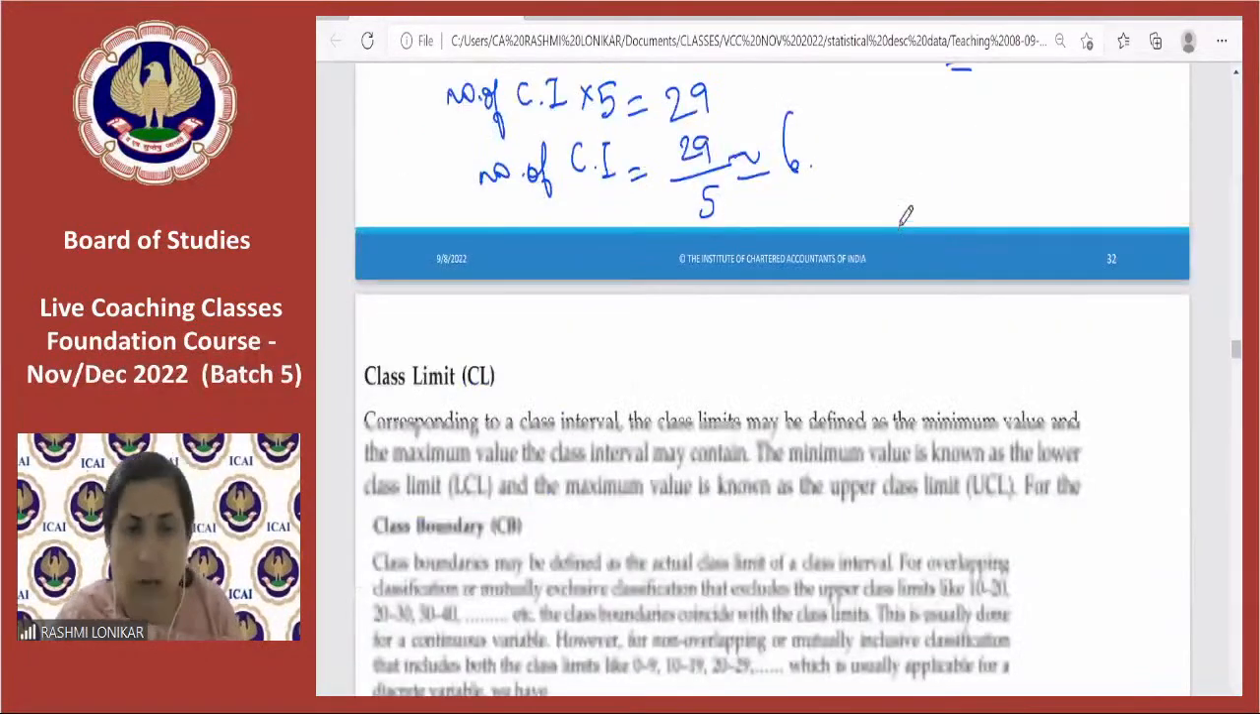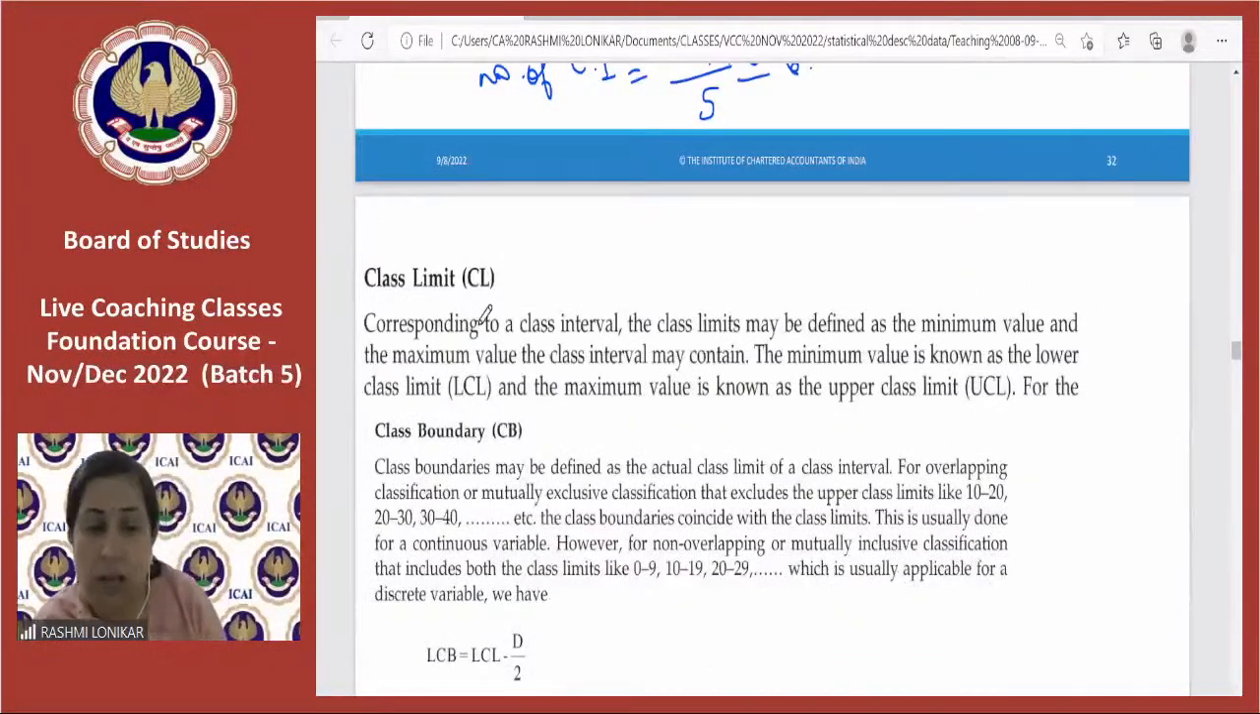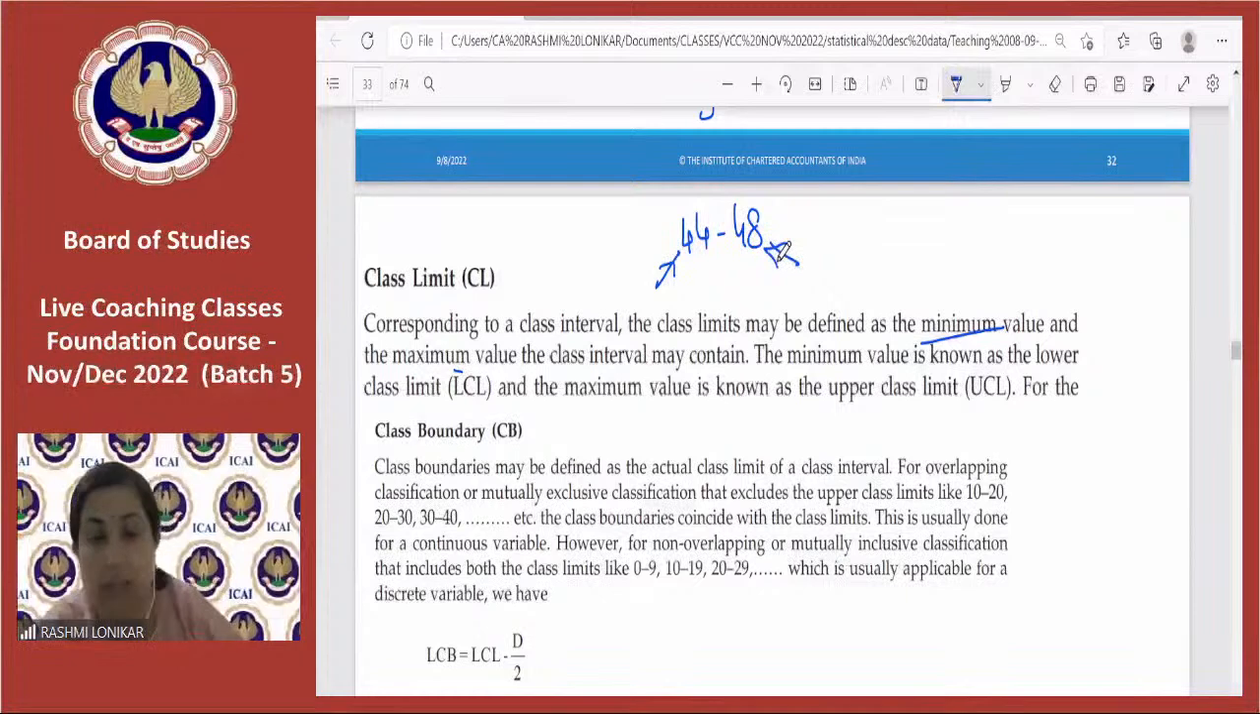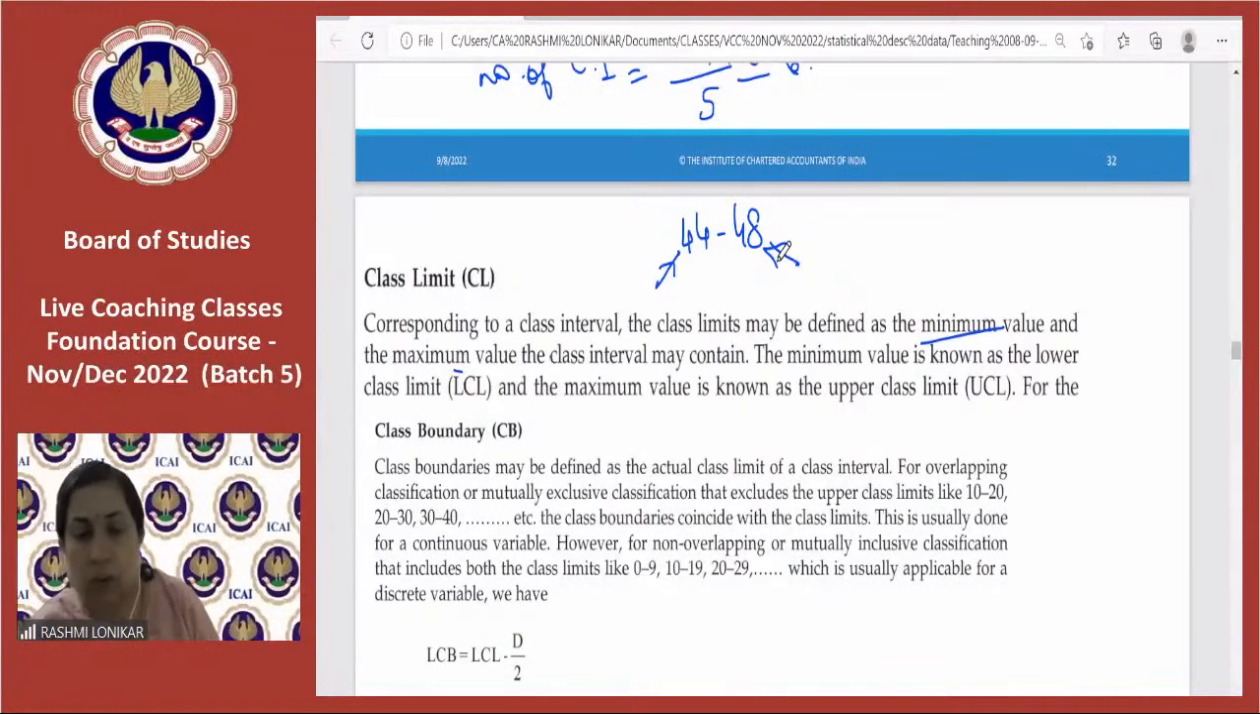Now, we are going to talk about what is class limit. Corresponding to a class interval, the class limits are defined as the minimum value and maximum value of the class interval. Because my minimum value is 44, the first class interval is 44 to 48. So this 44 will be the lower class limit and this 48 will be the upper class limit of the particular class 44 to 48.